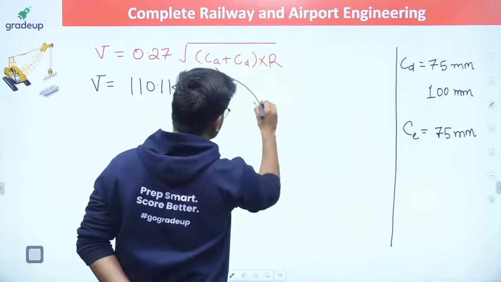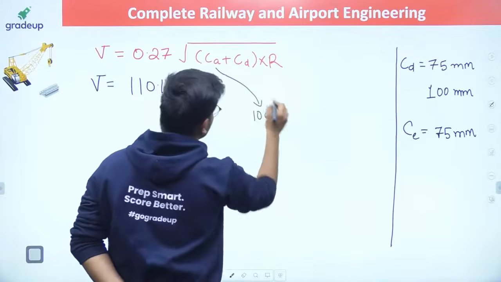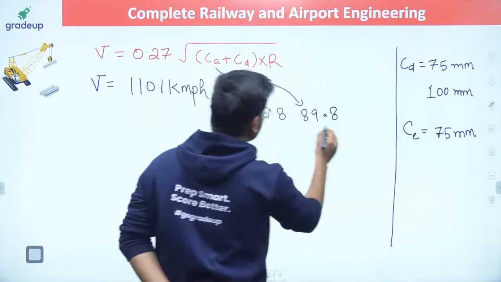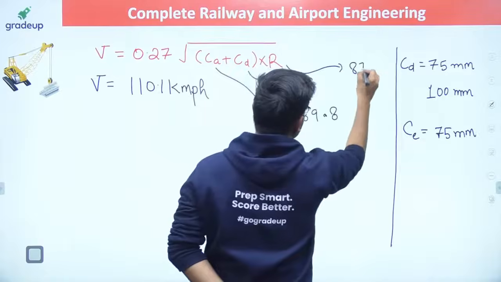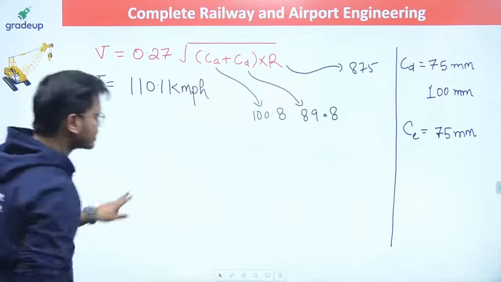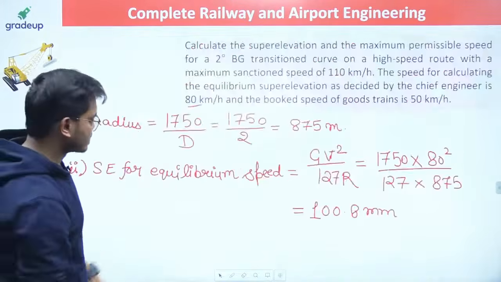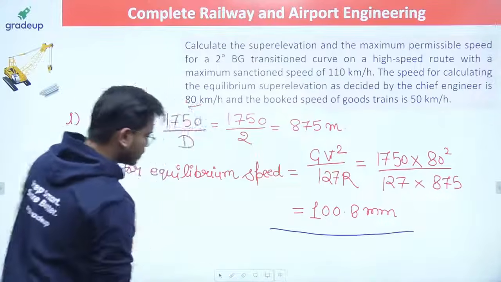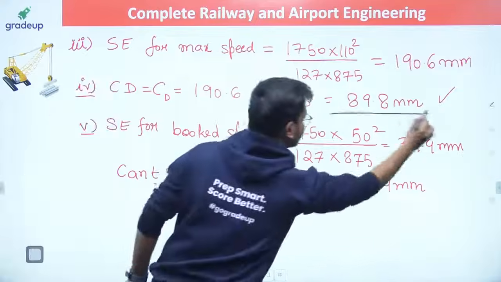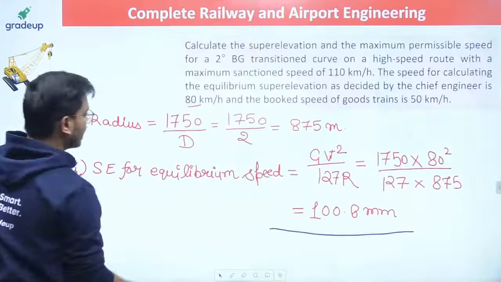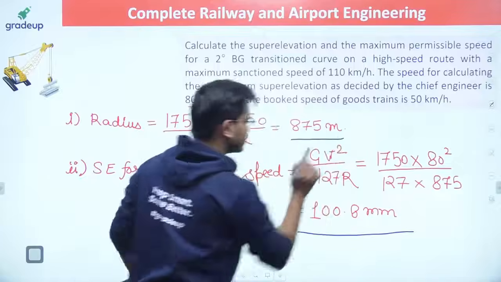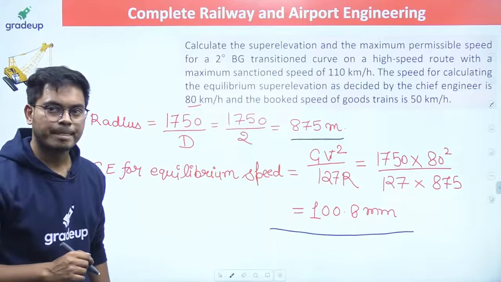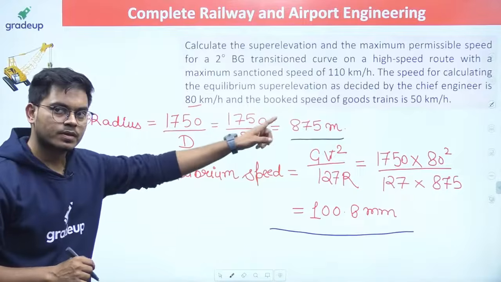You have to put actual cant as 100.8. You have to put cant deficiency as 89.8. And radius you have to put 875 here. This is the cant, this is the cant deficiency, and this is the radius. If the question was why, then that's why. Okay guys, clear?